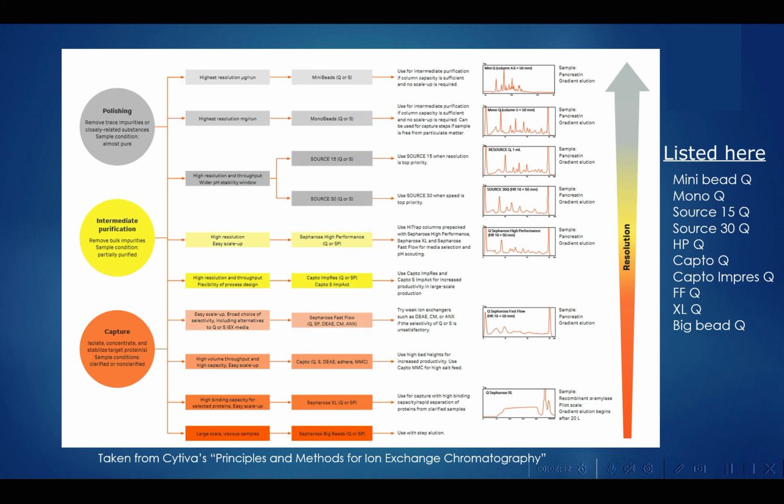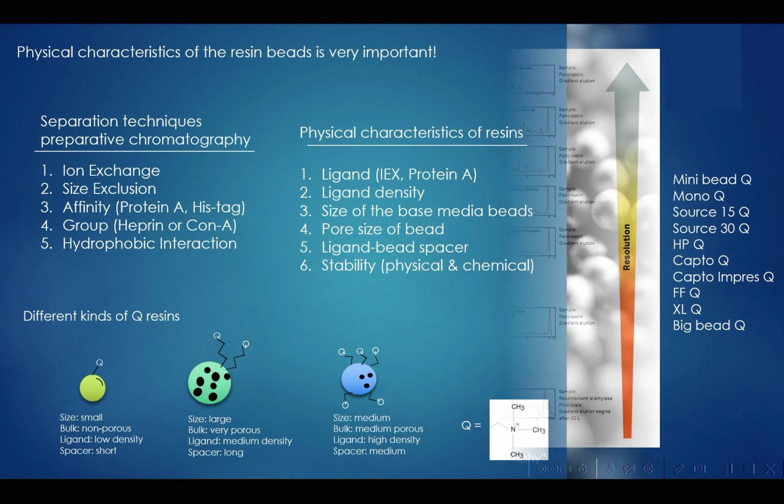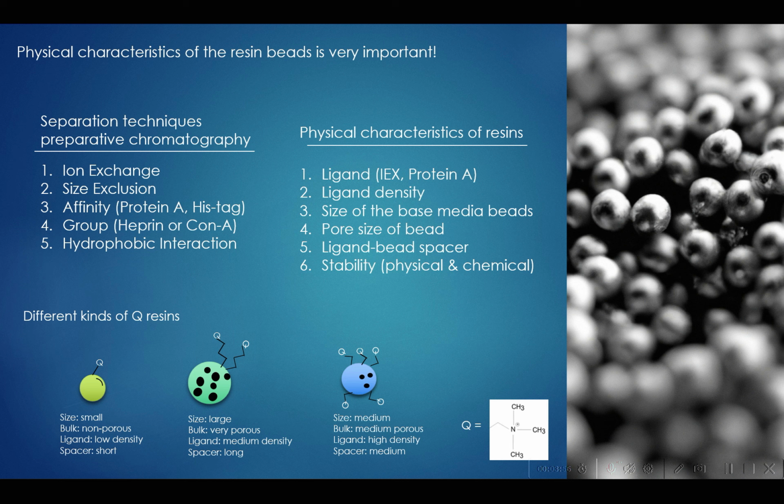And this isn't something unique to Q resin either. There are lots of different kinds of resins for each kind of application. The reason there are 10 different kinds of Q resin is that the physical characteristics of the resins themselves play a key role in the performance during the run. They can make or break your purification entirely.